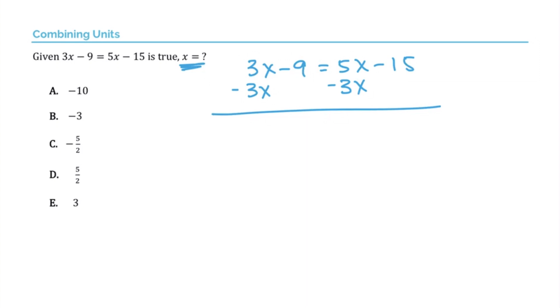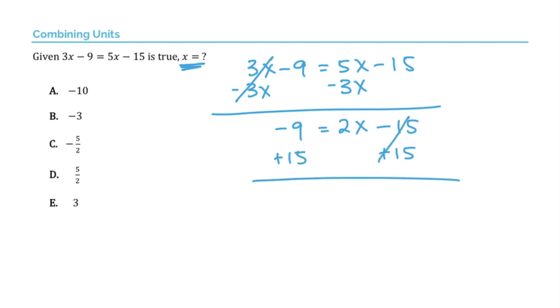So 3x minus 3x on the left is going to cancel. I'm left with negative 9 equals 5x minus 3x, which is 2x minus 15. Next, to get my x alone, right now we are subtracting 15, so I'm going to do the opposite and add 15. It cancels on the right. Negative 9 plus 15.